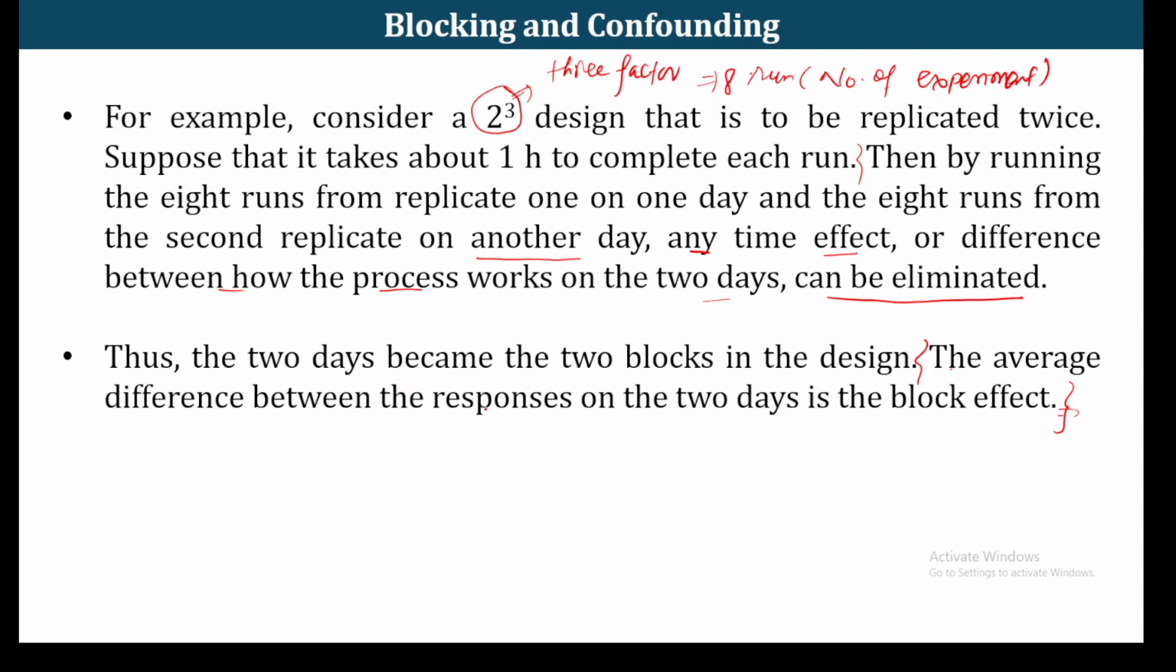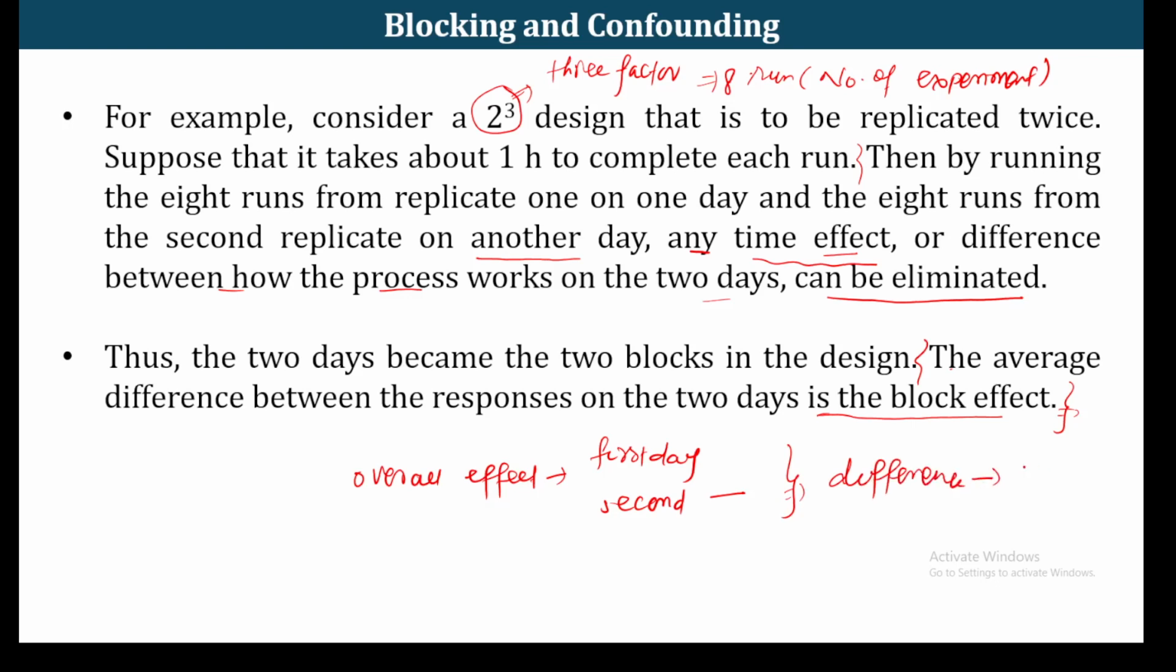The average difference between the responses on the 2 days is the block effect. So overall effect, let's say in the first day we have run, second day run. So on the second day some sort of changes will be there. Maybe the time effect will be there, or maybe some sort of process effect will be there. So if you take the difference, they are going to collectively account for the block effect, and that we can keep in one block. Then the same way you can do for the other one. So it's like blocking.